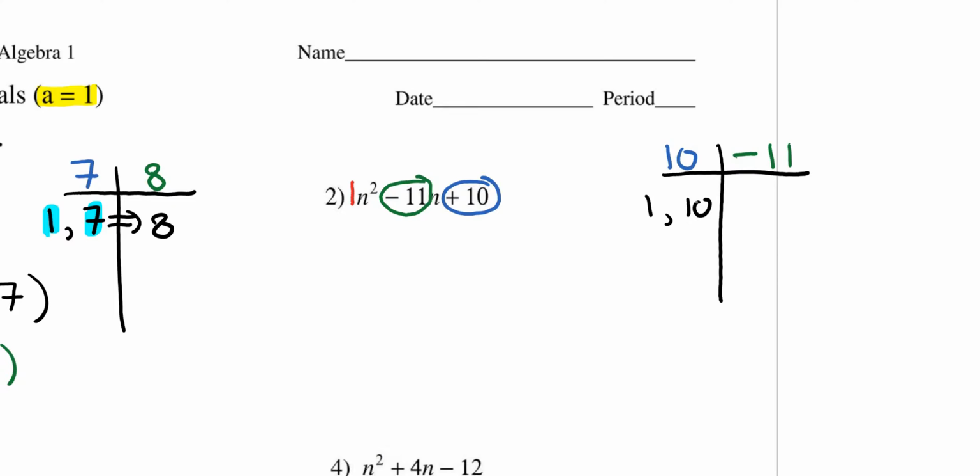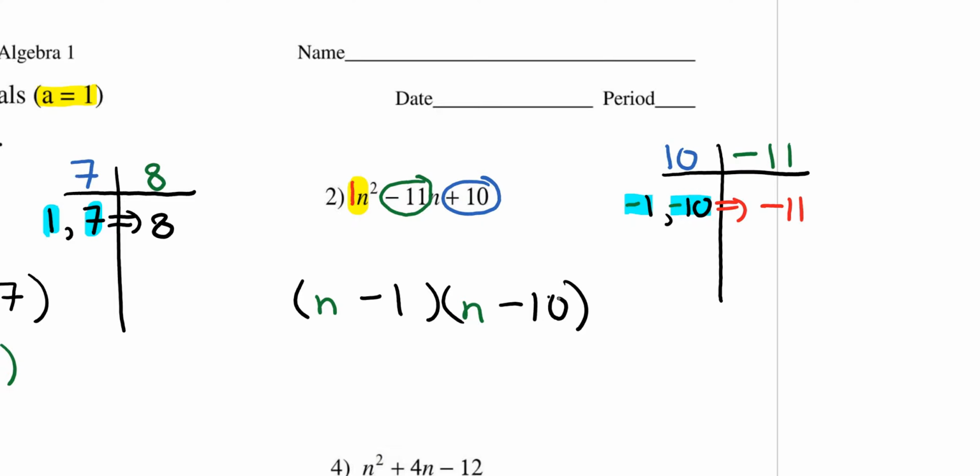So 1 times 10 is 10, but unfortunately those numbers don't combine to negative 11. So in order to fix that, just put a minus sign in front of the numbers, because negative 1 times negative 10 is positive 10, and negative 1 minus 10 is equal to negative 11. Alright, then you can set your two brackets. Because you have a leading coefficient of 1 here, you can have the variable n here and the variable n there. And then go back to the numbers in your table, negative 1 and negative 10, and those are the numbers that will go inside the brackets. So negative 1 and negative 10 there. Okay, let's move on to the next one.